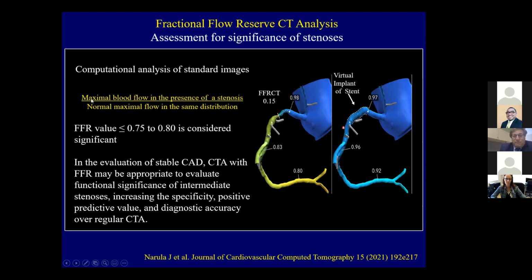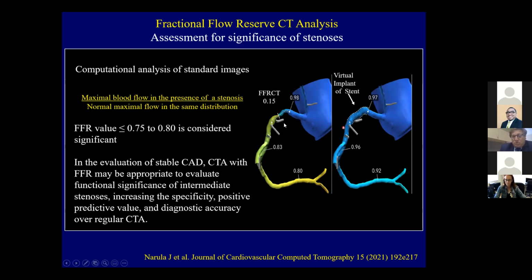So again, the formula measures maximum blood flow in the presence of the stenosis compared to maximal blood flow in the same normal blood flow in that same distribution. So therefore, the lower the number, the lower the percentage, the more significance it has. So anything above 0.75, 75 to 80%, is non-significant, and anything less than that would be significant.